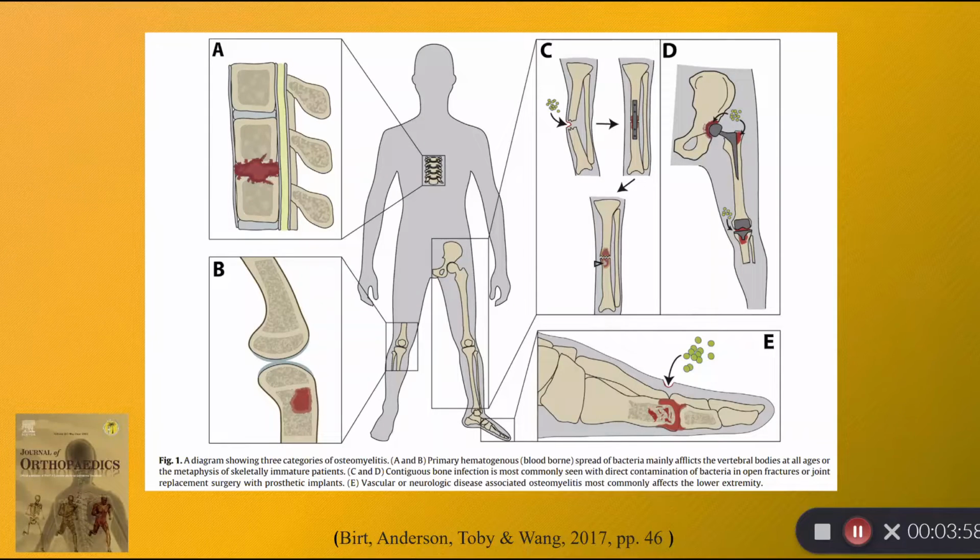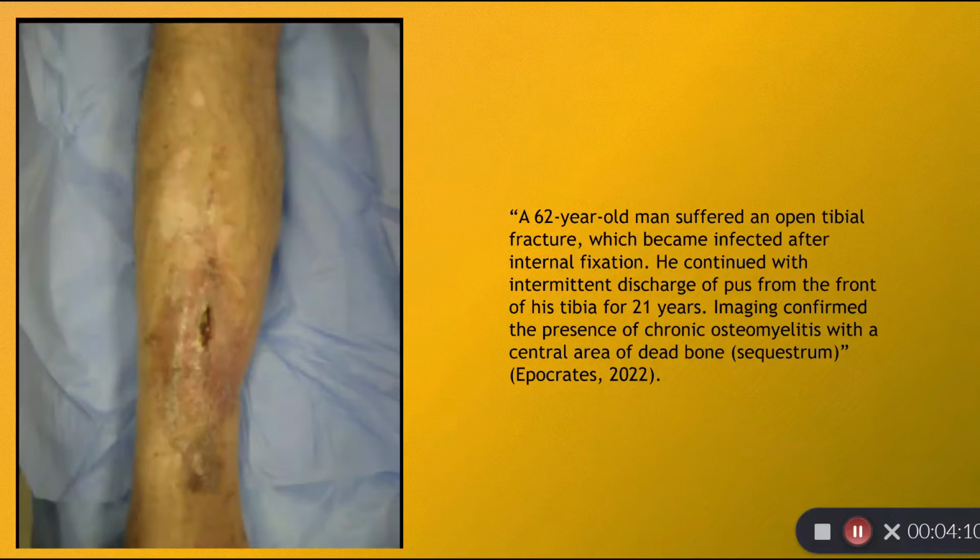C and D, you see the contagious bone infection, which is most commonly seen with direct contamination. So you can see it there. You see the hardware. I just thought that was a cool diagram. Here's the picture from the outside. This is not my case study, but this is a picture of a 62-year-old man who suffered an open tibial fracture. So this is the front of his tibia for 21 years.